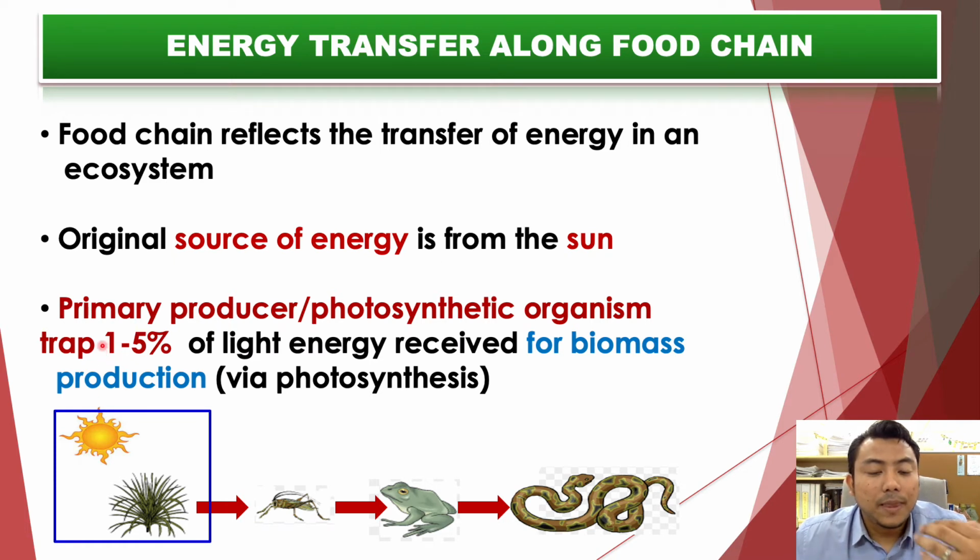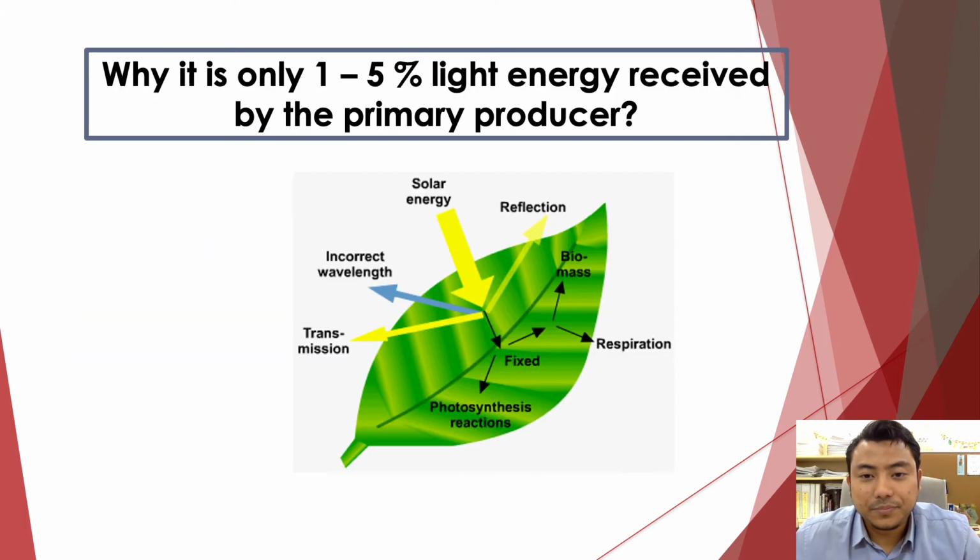So primary producer of photosynthetic organism, contoh macam pokok ni, dia hanya akan ambil 1 until 5% only of the light energy received for biomass production, i.e. via photosynthesis. So sebenarnya daripada banyak-banyak tenaga matahari yang diberikan sampai pada pokok tu, dia hanya boleh ambil 1 hingga 5% sahaja. Why? Okay, we look onto the next slide.